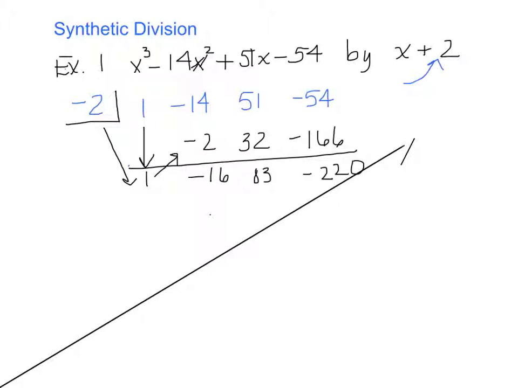And then you want to write your coefficients back. But since we divided, now it's not going to be x cubed anymore. So you're going to get 1x squared minus 16x plus 83 plus your remainder over your divisor. And then you're done. And we'll try another one.